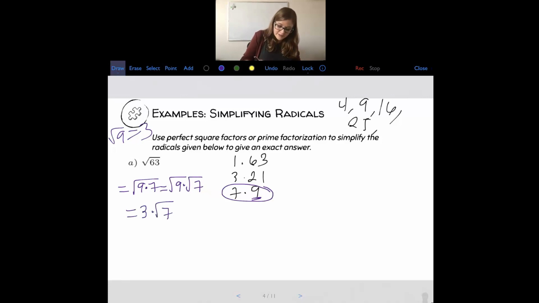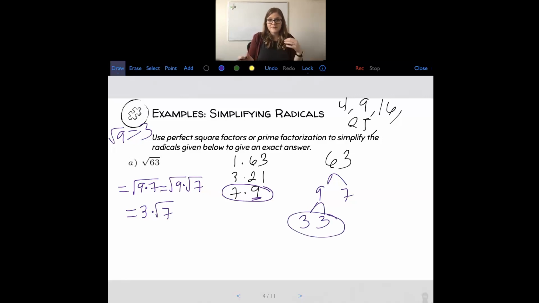Okay. Another way you can do this is you can write 63. Let's say you know it's 9 times 7. 9 is 3 times 3. Okay, so 3 times 3, one of them comes on the outside and the 7 stays under the radical. Okay, so whatever way you want to think about that is okay.